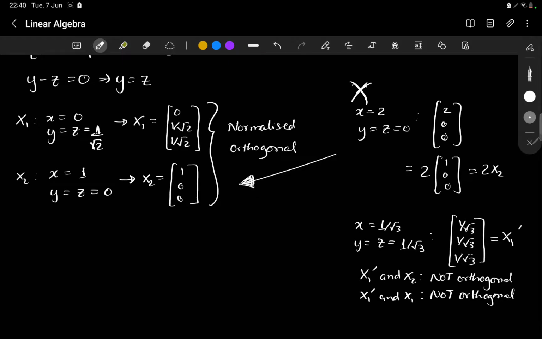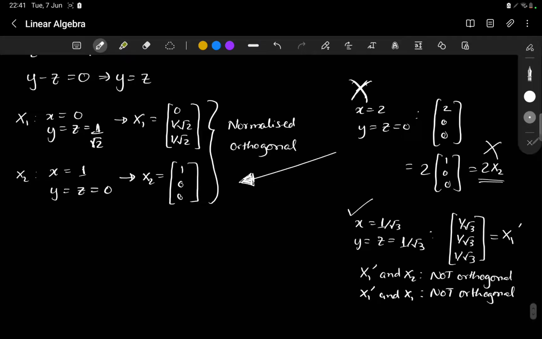So we could use Gram-Schmidt orthogonalization to make these orthogonal, but it is always a good practice to start off with normalized orthogonal eigenvectors. So scalar multiples are definitely not allowed, and this is allowed, but this is not really a very good way. Having orthogonal eigenvectors is always nice and helpful.